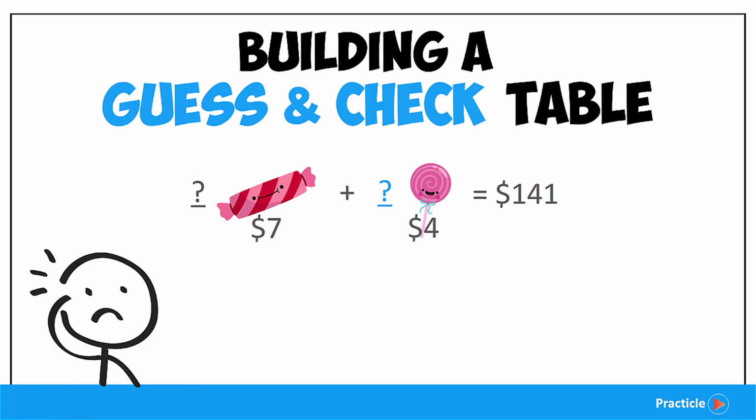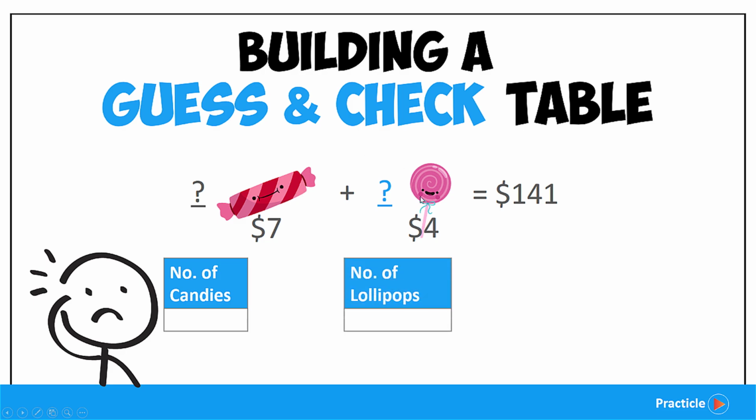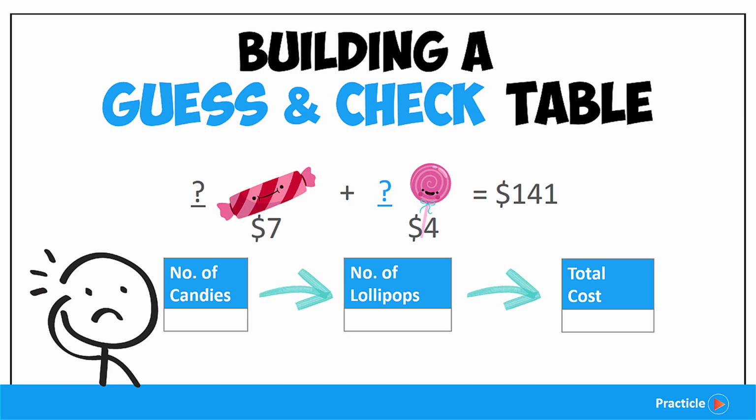So looking at the math sentence, how do we read this? How many candies plus how many lollipops give us $141? We'll need a heading with the number of candies, another heading with the number of lollipops, and a third heading with the total cost of everything. But wait, something seems to be very weird. Candies plus lollipops don't give us a price, do they? So let's add in another few more headings to fix this problem.